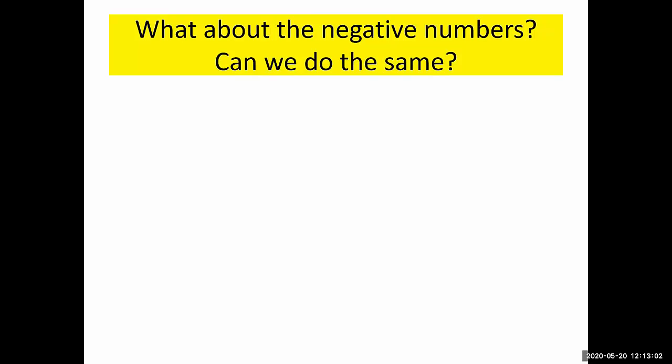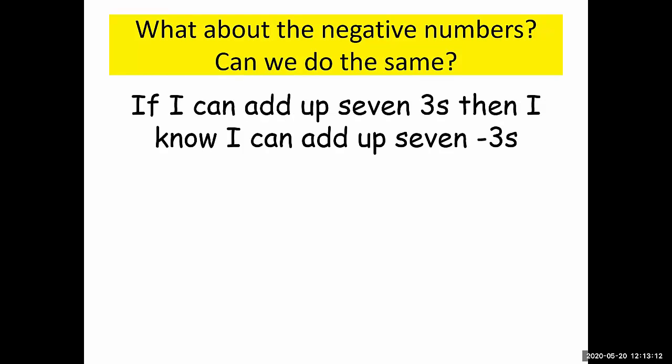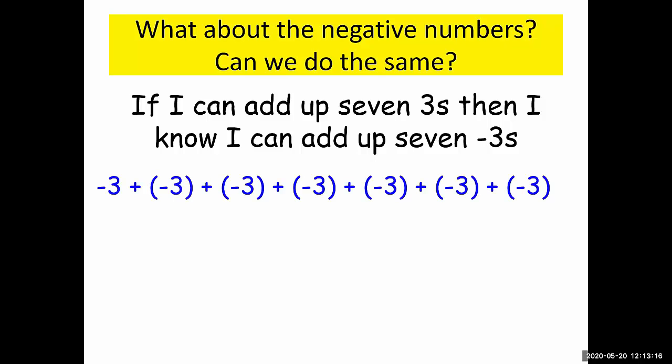What about negative numbers? Can we do the same thing? What can I do with 7 minus 3s? Is it going to work the same way as 7 plus 3s? Well, yes. If I take a minus 3, add a minus 3, add a minus 3, add a minus 3, up to 7 of them, I'll get minus 21. That makes sense, doesn't it? I'm treating it exactly the same way in terms of process. All I've done is take all the 3s and add them together and stick a negative on the front.